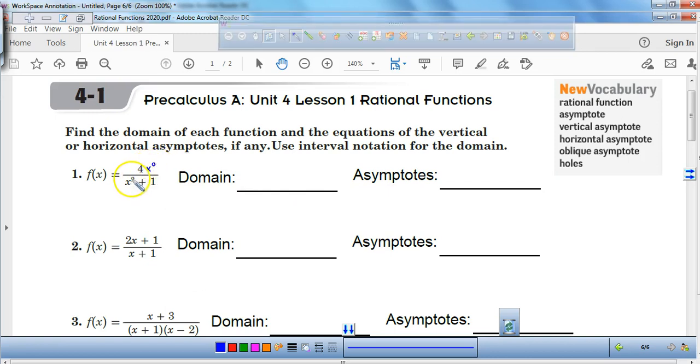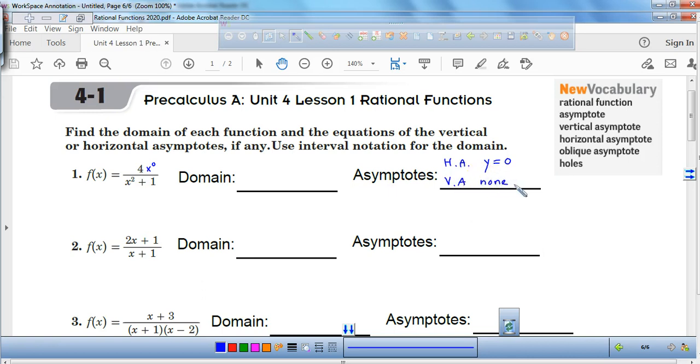So we have m is less than n. So we have a horizontal asymptote. I'm going to put HA at y equals 0. So we have a horizontal asymptote at y equals 0. But the vertical asymptote, we have none.